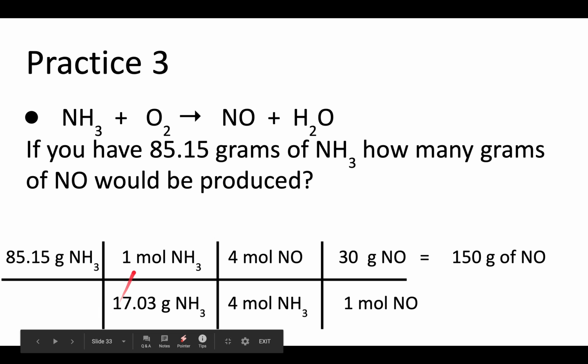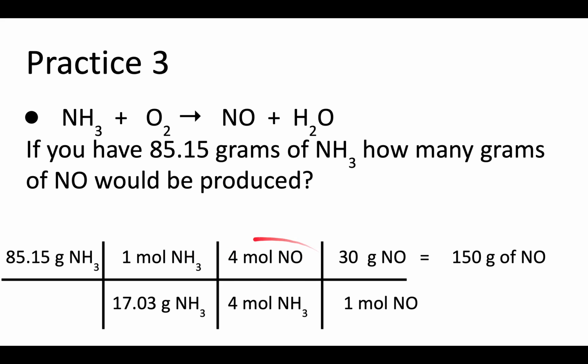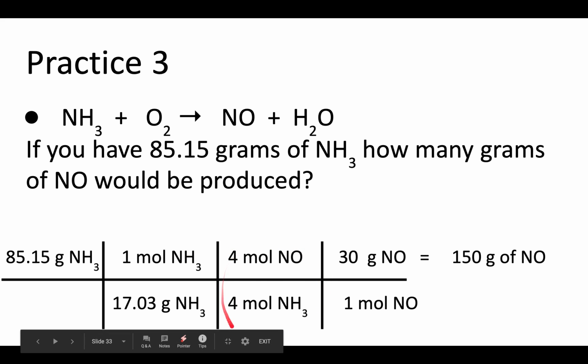So I know in 1 mole of ammonia, there's 17.03, roughly, I think I rounded mine a little, grams of ammonia. And so now these units would cancel. So now I'm in moles of ammonia, but I still need to get to grams of nitrogen monoxide. So this is where I use that mole ratio from that balanced equation, when there's 4 moles of ammonia for every 4 moles of nitrogen monoxide.